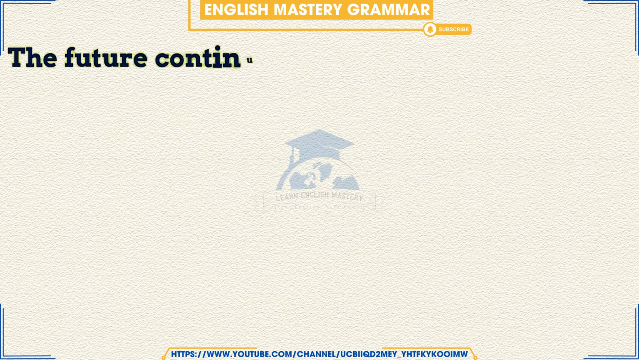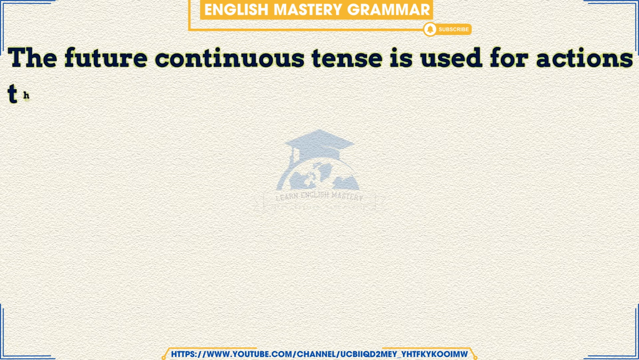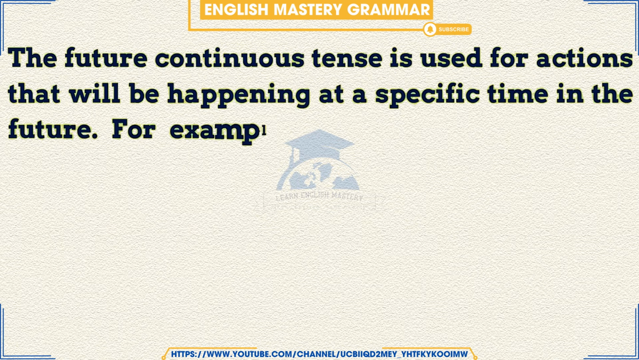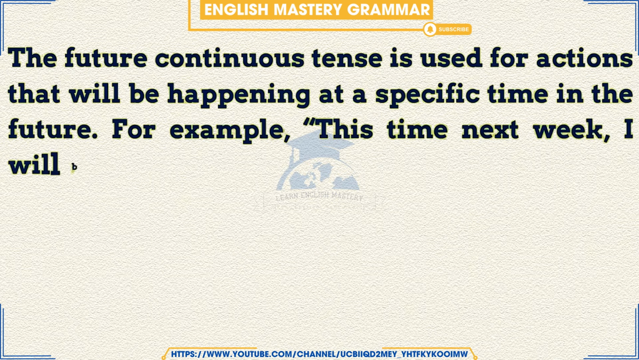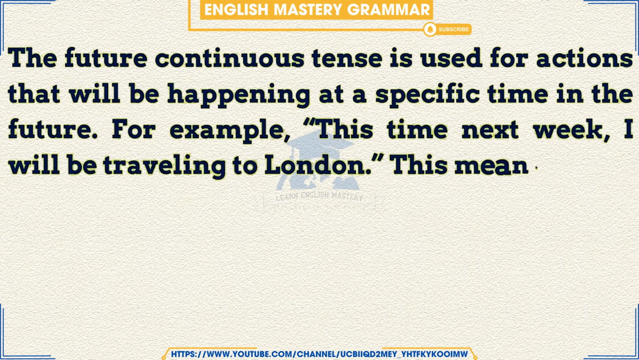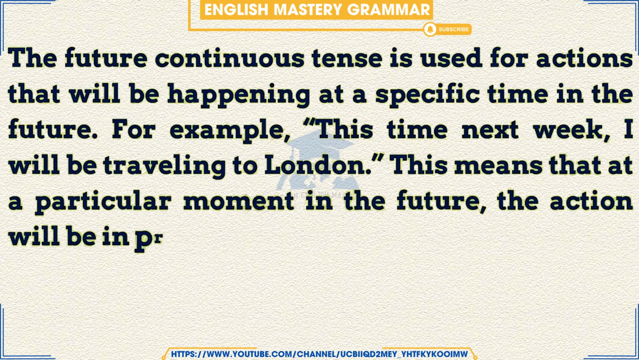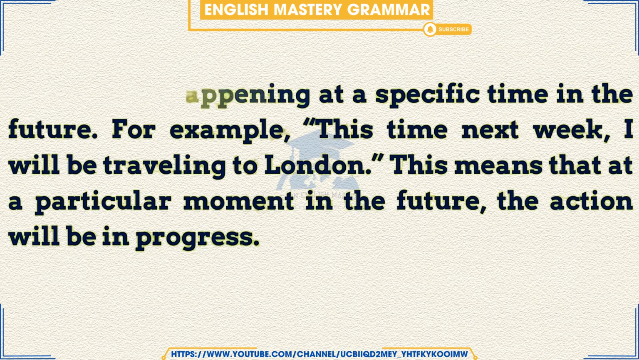The future continuous tense is used for actions that will be happening at a specific time in the future. For example, "This time next week I will be traveling to London." This means that at a particular moment in the future, the action will be in progress.